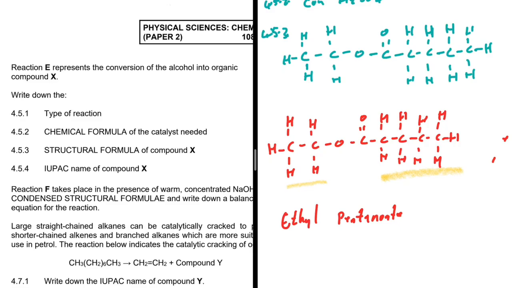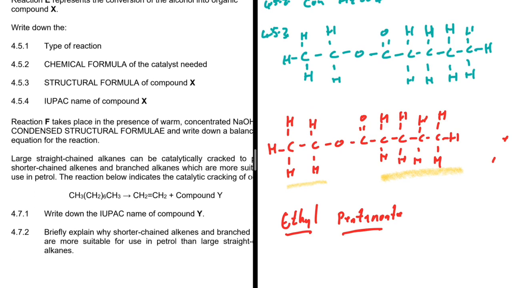If the alcohol had 3 carbons, it would be propyl pentanoate. If the carboxylic acid had 4 carbons, for instance, it would be ethyl butanoate. That is how it works. The first part of the name comes from the alcohol, how many carbons we have, and the second part of the name comes from the acid, how many carbons we have.